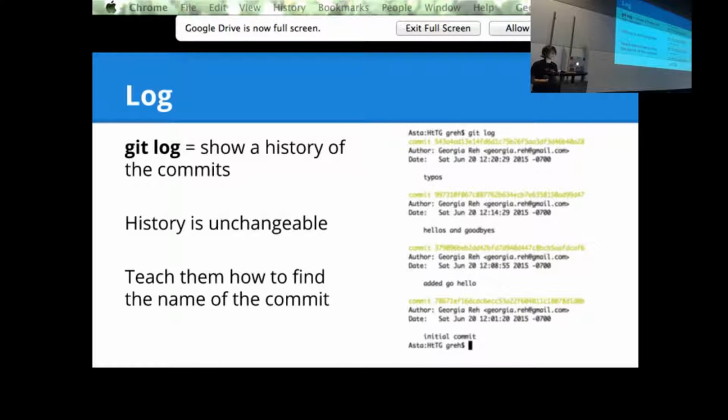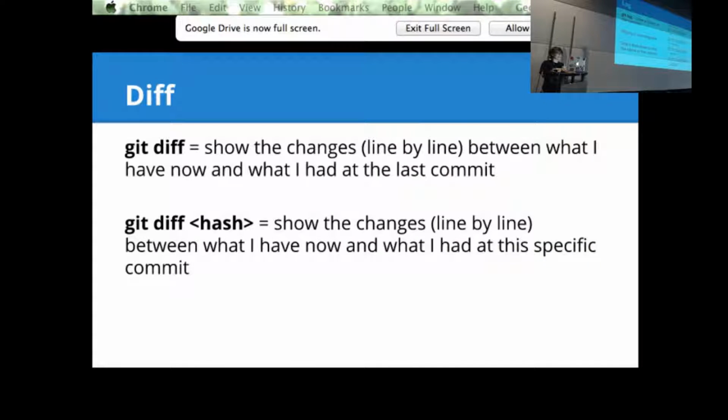That's actually kind of a difficult concept. So don't talk about that. Just say that it's a perfectly unique name for every single commit. And this is where they can look it up at the end.